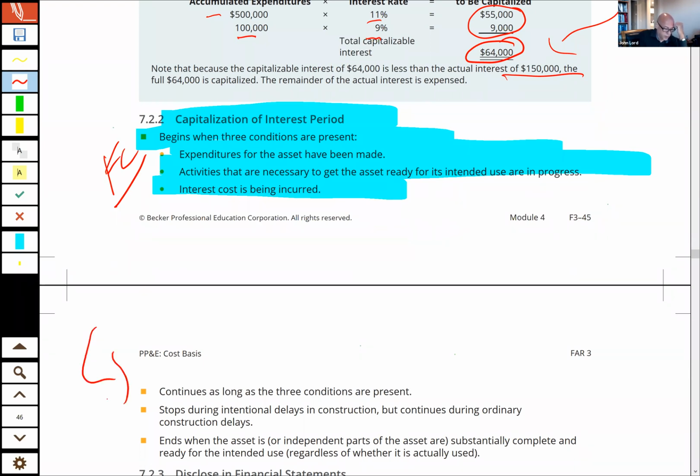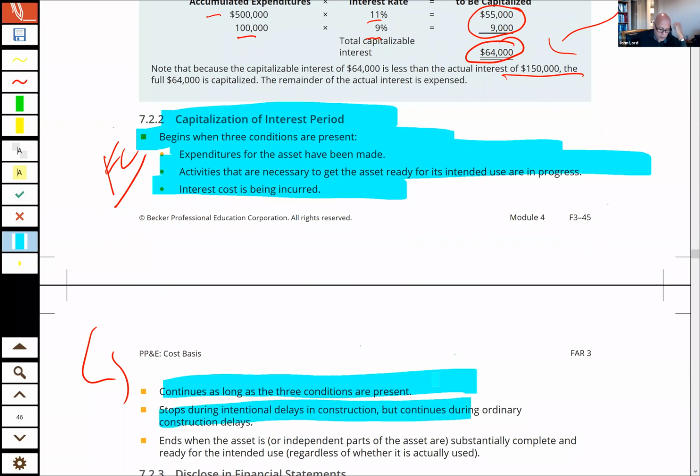Continue that flashcard onto the next page. Capitalization continues, stops during intentional delays, but continues during ordinary delays. Intentional delay: I started building houses and the housing market went down, so I'm going to stop building the houses for a while. Okay, we'll stop capitalizing interest for that period of time, because that's an intentional delay.